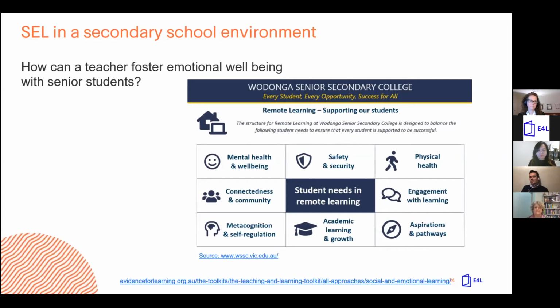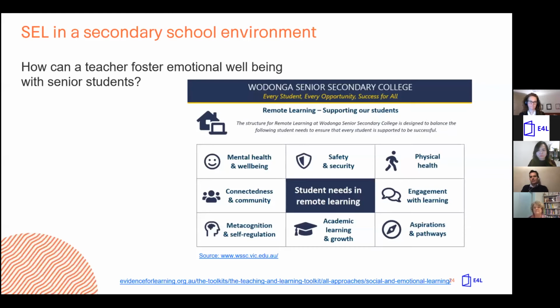And, you know, social and emotional learning is throughout that picture of needs that we've shown there as an example. Metacognition and self-regulation plays such an important role in all settings, but particularly in senior secondary, where we're really starting to expect high levels of metacognition from students in the work that they do, and recognising that we need to meet all of these things in order for our students to be successful.